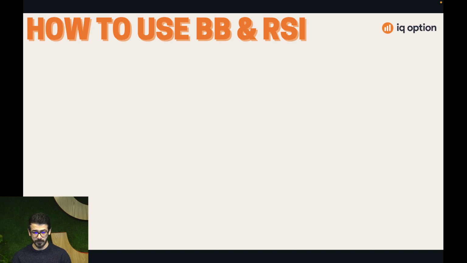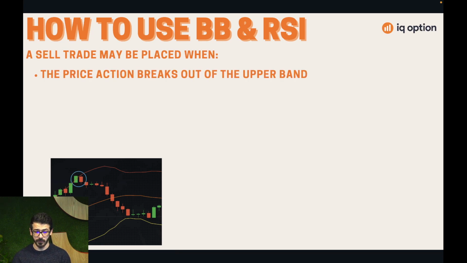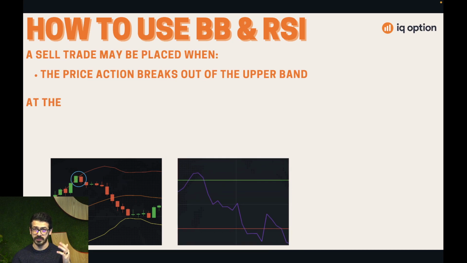Now, how to use the Bollinger Bands in a sell trade. A sell trade may be placed when the price action breaks out of the upper band. As we can see here, it's similar to the previous one, but in the opposite direction. It broke out of the upper band and is going down inside it again.